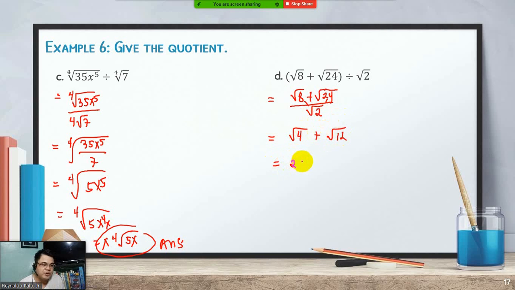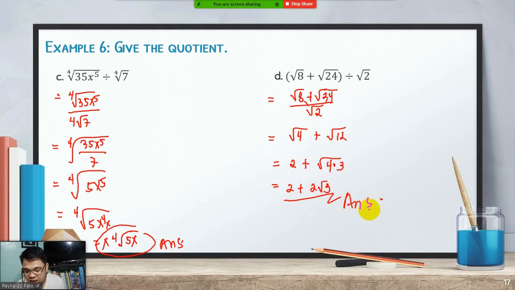Square root of 4 is 2, plus square root of 12. Factors of 12, we have 4 times 3. So, 2 plus square root of 4 times 3 is 2 plus 2 square root of 3. So as you can see, you cannot combine 2 plus 2 square root of 3 because 2 has no radical. It's a whole number. Therefore, this will serve as your final answer.